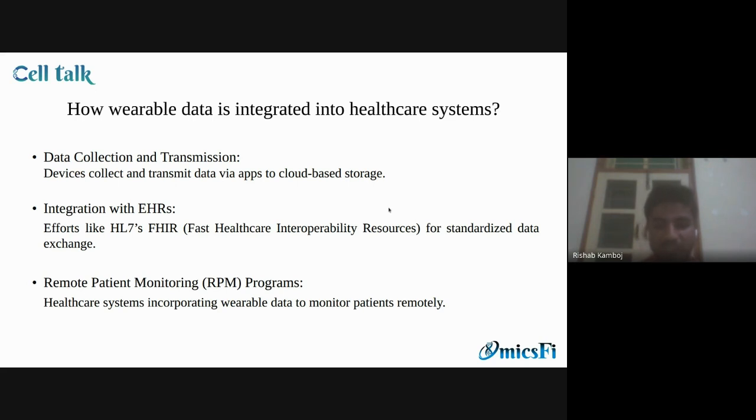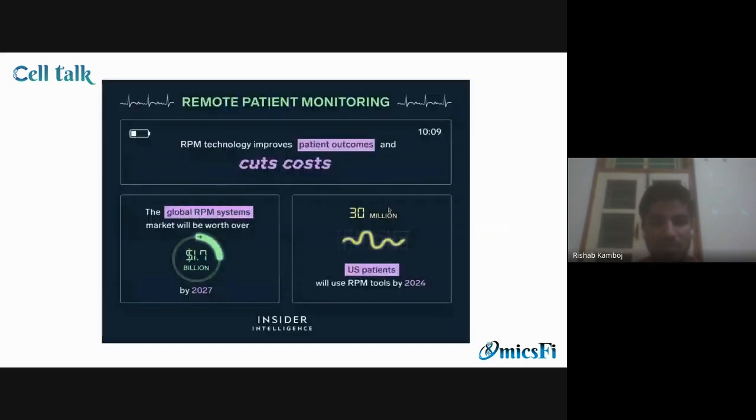It is a very cost-effective method also. So RPM technology improves patient outcomes and cuts cost, and the global RPM systems market will be worth over 1.7 billion by 2027. It is most commonly used in the US till now, not in India. It is commonly used in the US and UK.